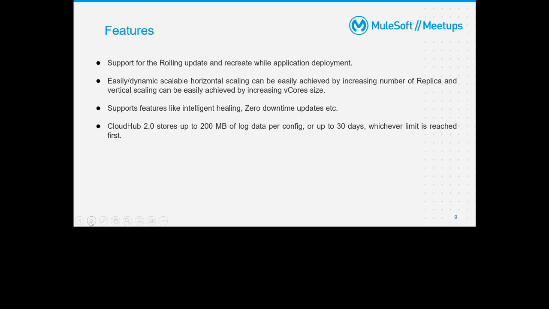Now, CloudHub 2 stores 200 MB of log data per config, or up to 30 days. If it reaches 200 MB within 3 or 4 days, then it will work as FIFO, first in first out. It will start taking the new logs and the previous ones will get deleted. Or else if 200 MB is not reached in 30 days, then it will start deleting the first ones, and accordingly it will keep taking the 31st day, 32nd day logs. So whichever limit is reached, it will work accordingly.